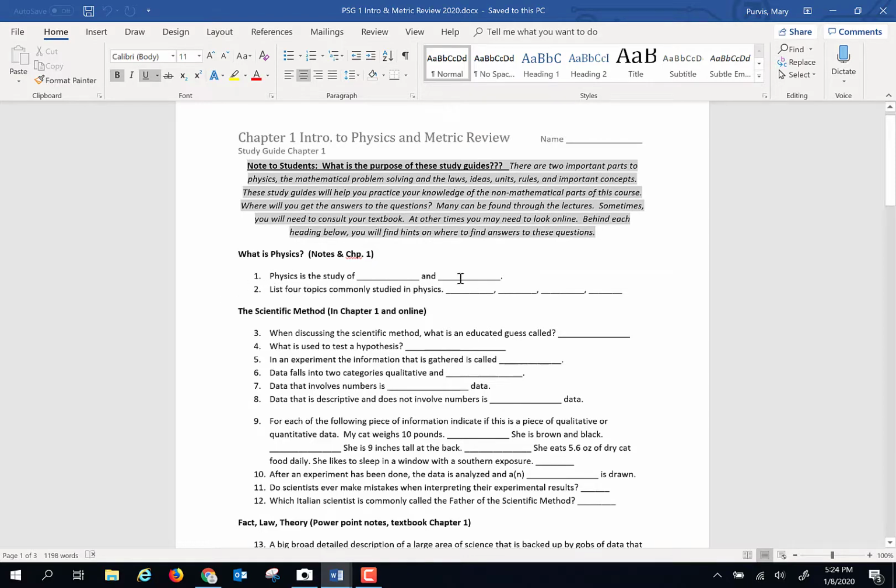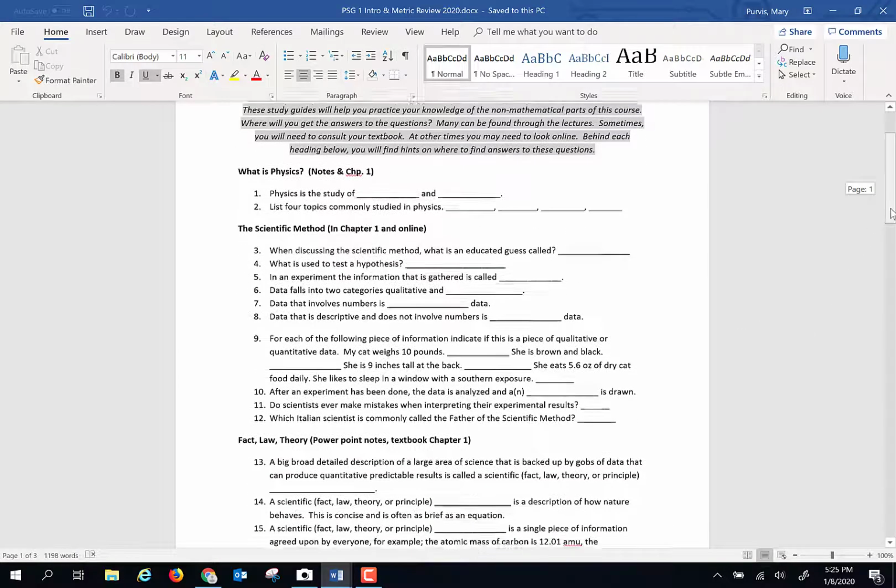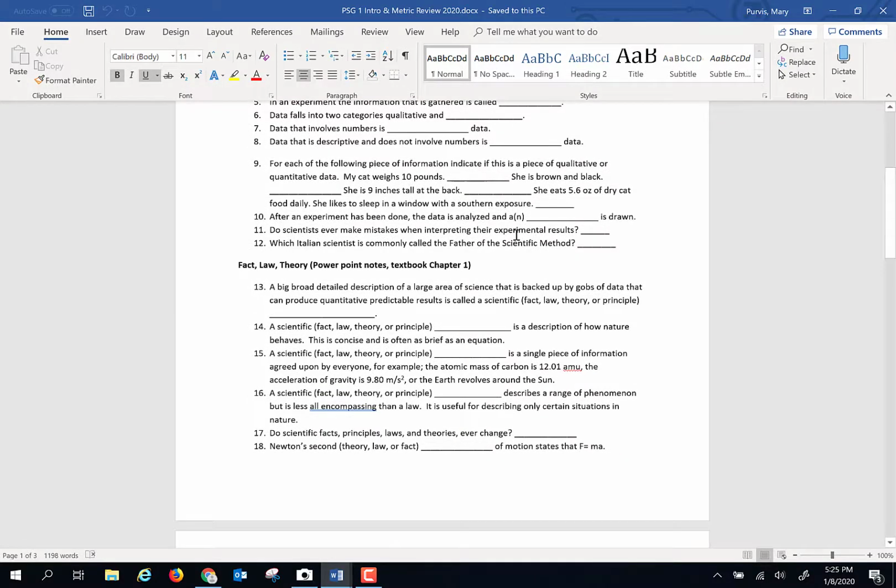The information is asked in a question format. It is by topic, and it's put in the same order that the lecture videos are. Probably 80% of the answers can be found from the videos. I try and give you some hints, like where do you find them? Notes, in chapter 1 of your textbook, and online, because we're not going to spend a lot of time talking about the scientific method, but it's something I expect you to know. But you have been around a few years, so I figured you've probably been through that in other classes. Fact, law, and theory, we spent a whole PowerPoint lecture on that.